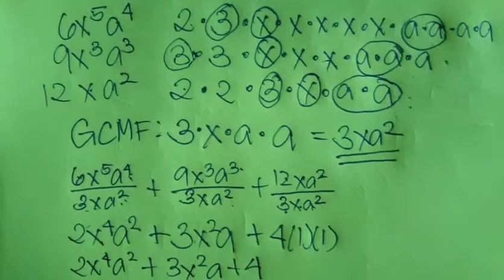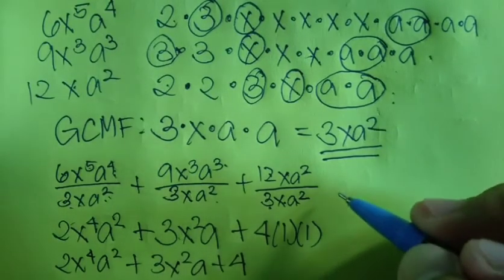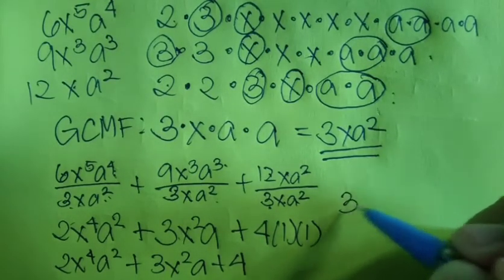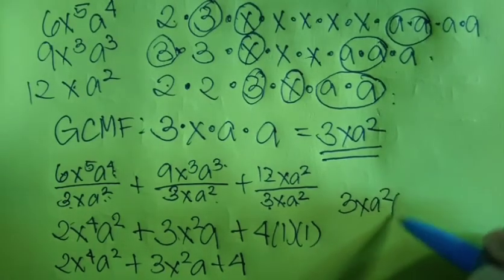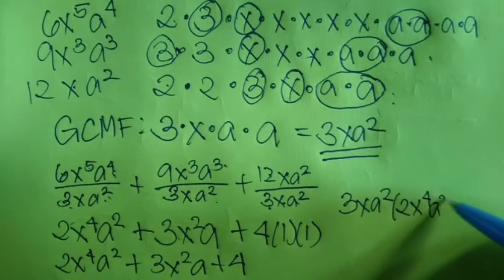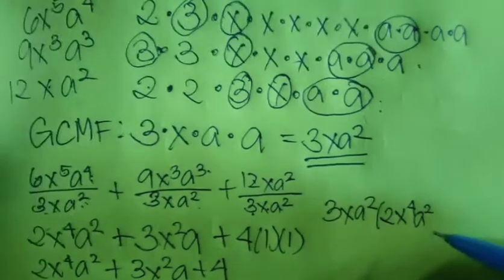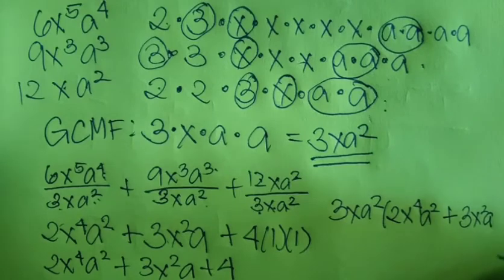Which means, ang final na factored form is the GCMF, 3xa squared multiplied by the second factor, 2x raised to the fourth power a squared plus 3x squared a plus 4.